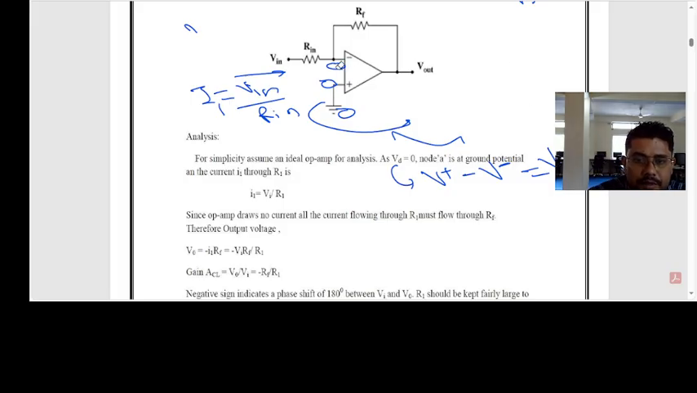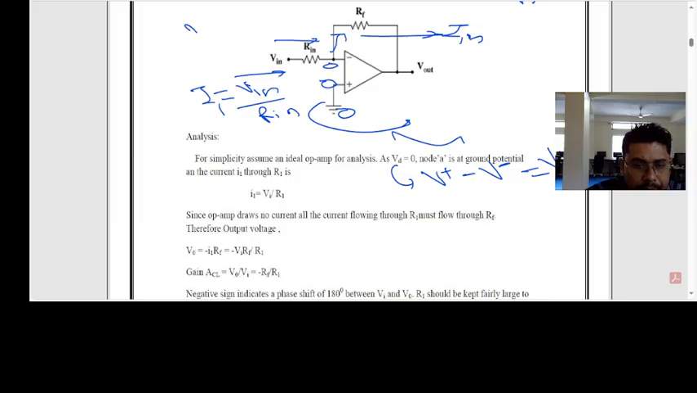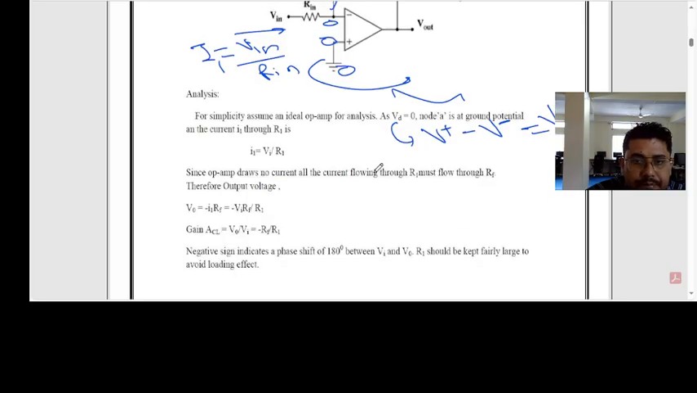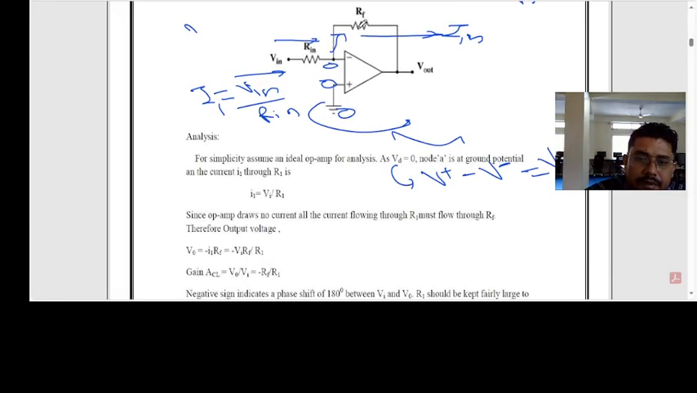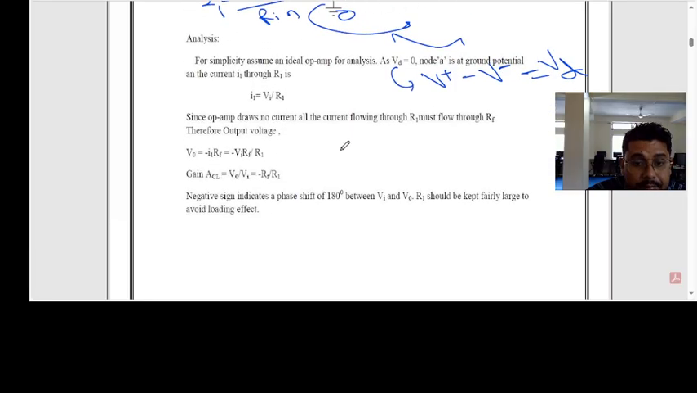This is the virtual ground. Here it is 0, so here it is also 0. There is no current flow into the op-amp, so the same current flows from here to here, V in divided by R in. The current through the feedback resistor RF and the input resistor R1 is the same, because no current flows inside the op-amp IC.